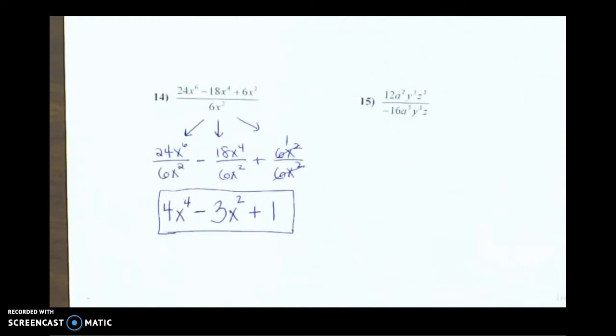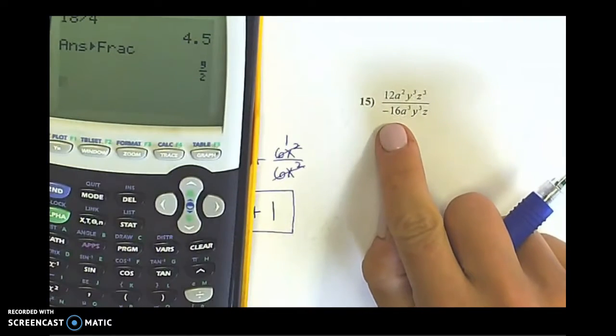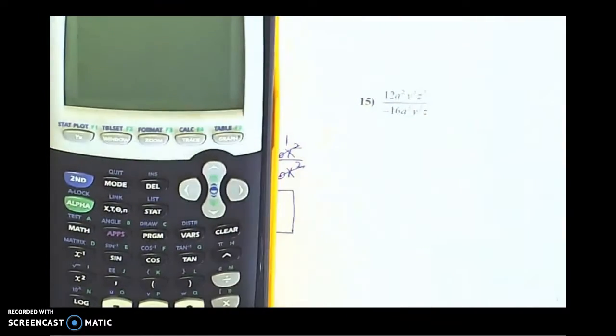Okay, last question for today. Let's give it a try. So let's take a look here. We have 12 over negative 16. So I'm going to let the calculator help me again.